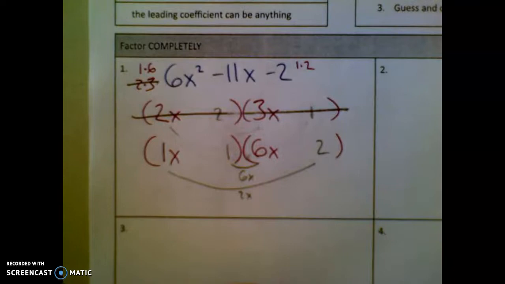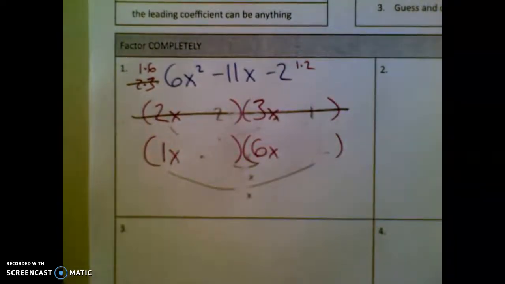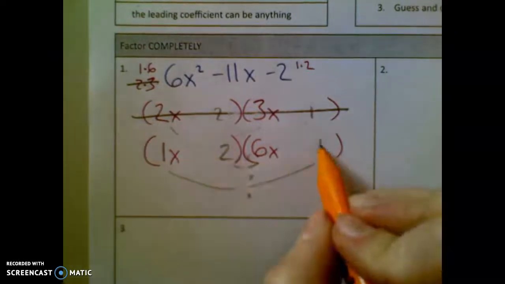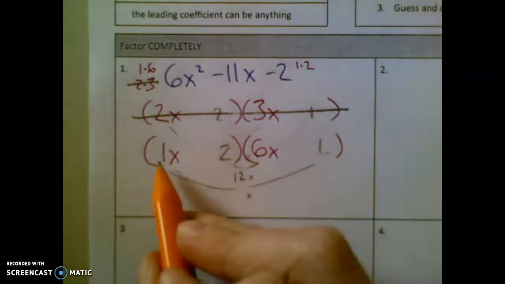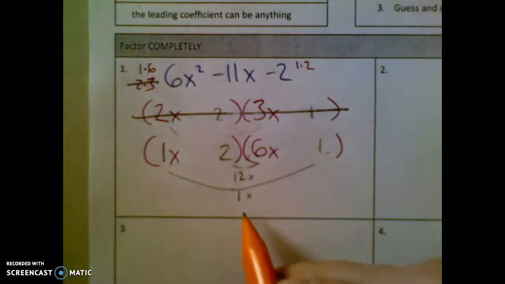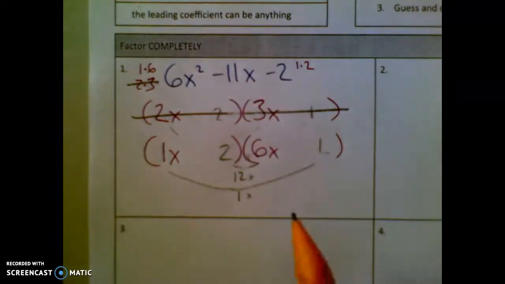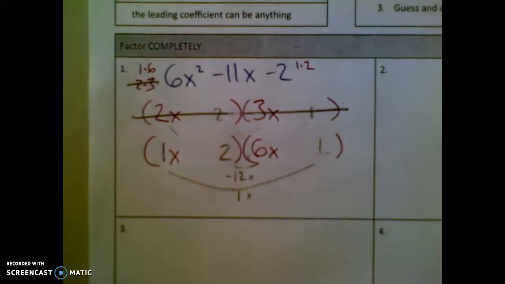Okay, so I have chosen every possible wrong answer. The last one hopefully works. So I'm going to put a 2 here and a 1 here. I just swapped the order. 2 times 6x is 12x, and 1x times 1 is 1x. How can I make a 12x and a 1x become a negative 11x? Well, I want to keep the sign of the bigger, so I'm going to make it a negative 12x and a positive 1x. 1 minus 12 is negative 11, or negative 12 plus 1 is negative 11.